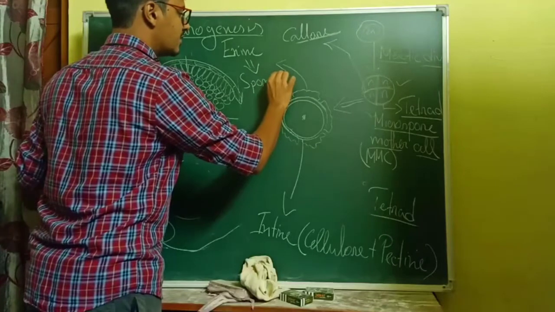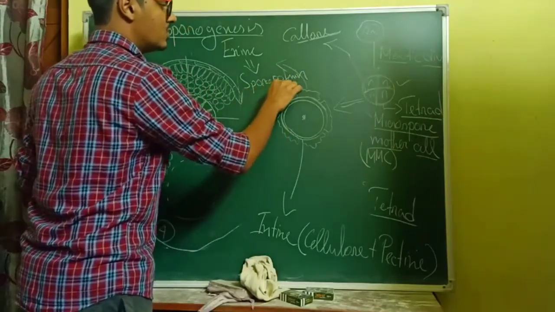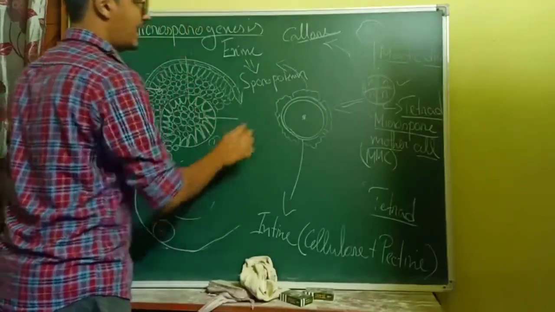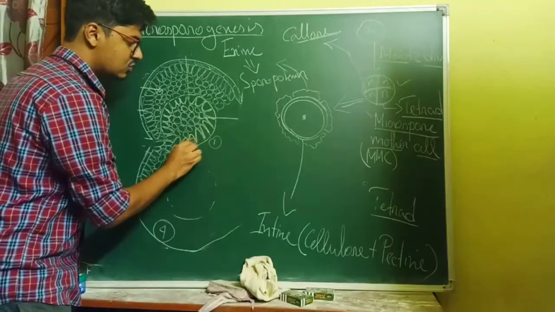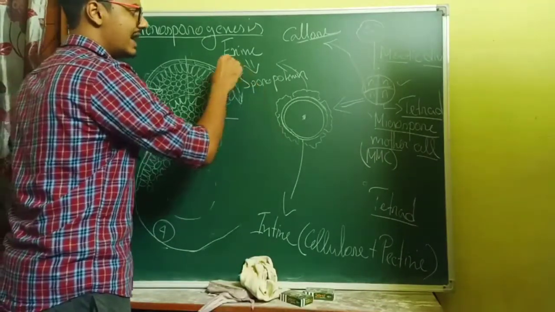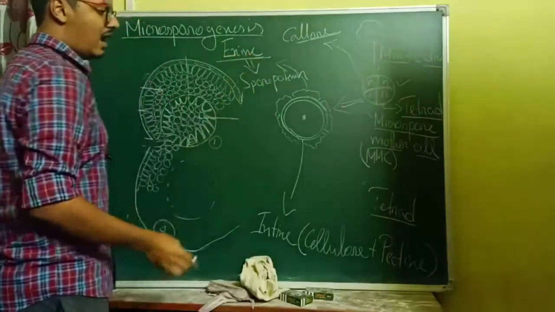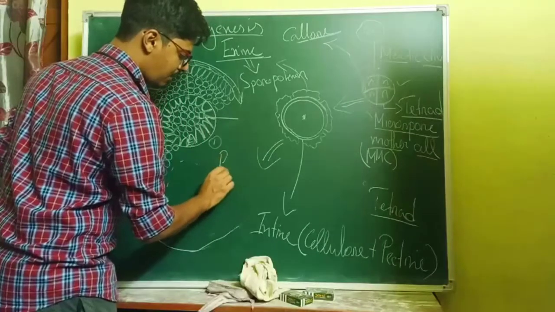sporopollenin, right? Sporopollenin. And who will secrete sporopollenin? This layer, the tapetum. So tapetum secretes sporopollenin, and that makes exine. Now this structure we can call a pollen grain.